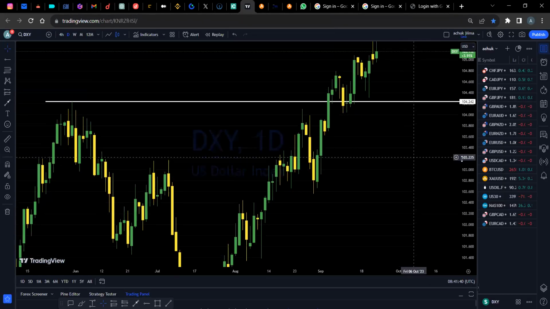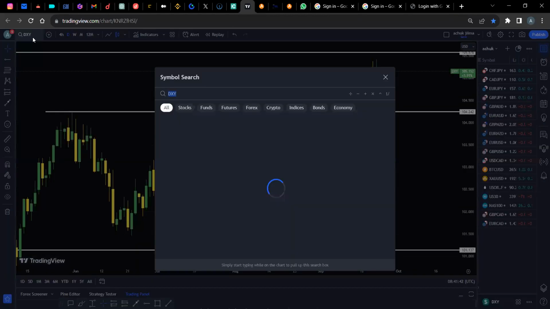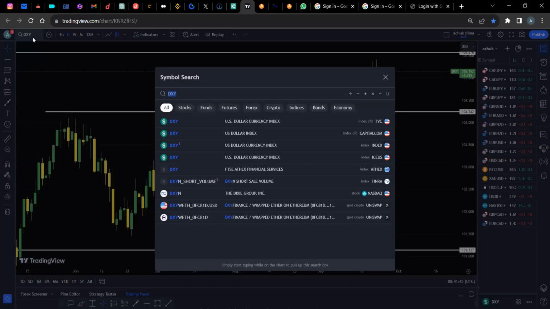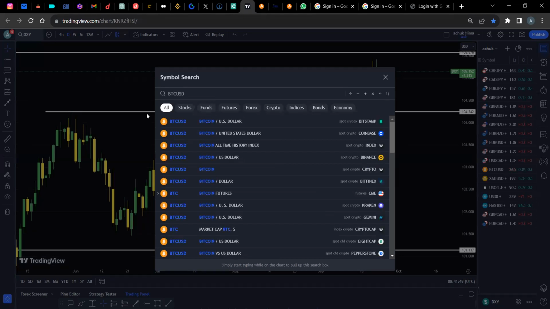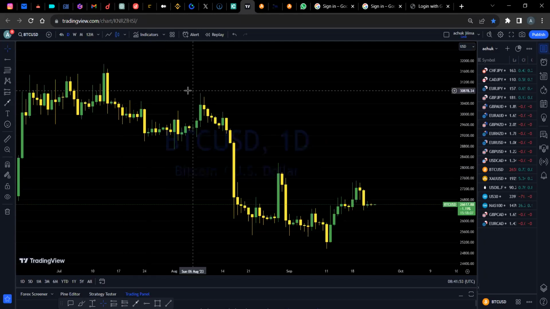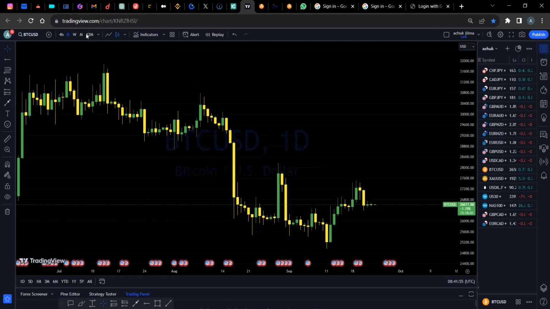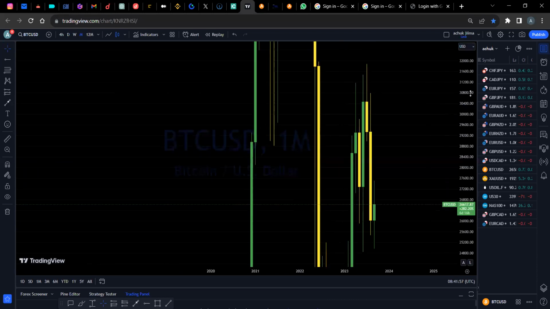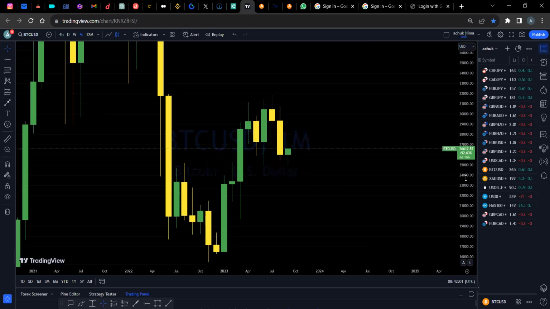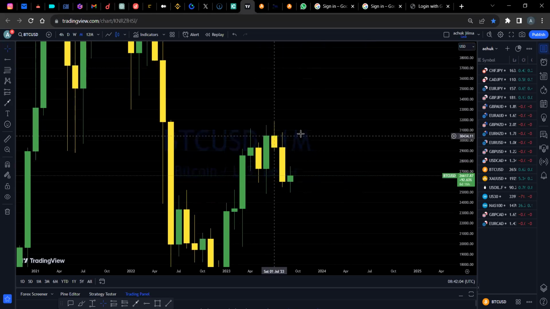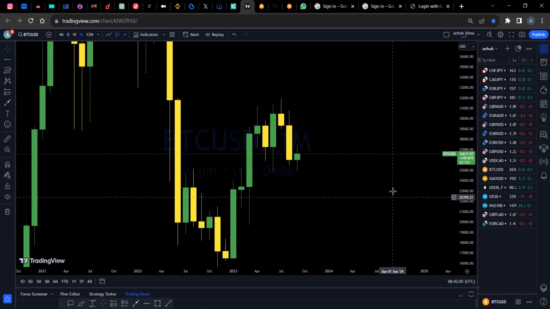So this is what we have on the DXY. So let me add in another pair, looking at it from a technical view. So it is important to look at the BTC, the Bitcoin chart. Let me just use the Binance exchange. So with the Bitcoin chart, looking at it from the monthly chart, if you've been watching our videos, you realize that we had this month in which the market just broke lows.